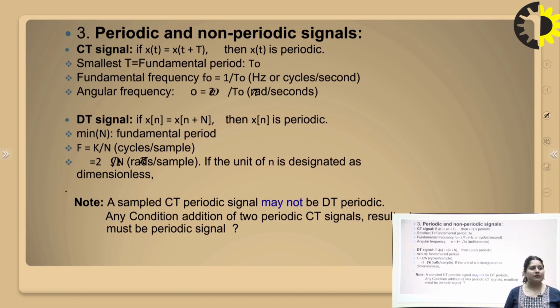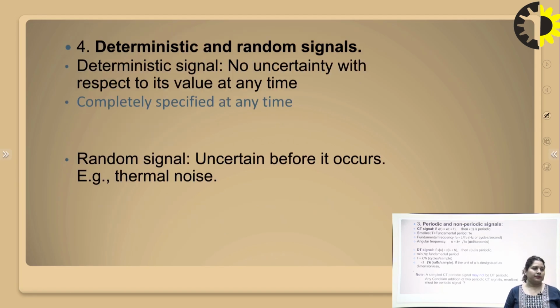capital N will be the fundamental period, and this N will be calculated with the help of f, which is equivalent to k by N. So, if we get the value of omega naught firstly, then we will take the value of f, and from there we have the numerator upon denominator that is equivalent to k by N, and we will easily obtain our fundamental period of the discrete time signals.